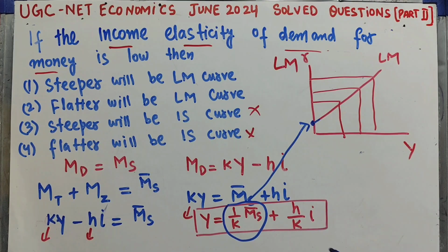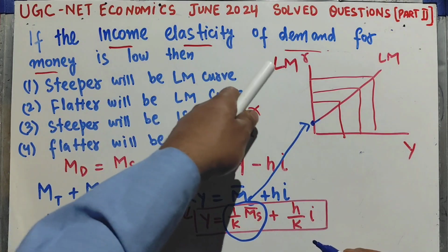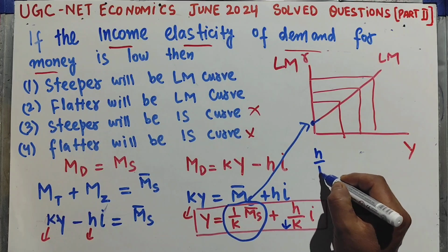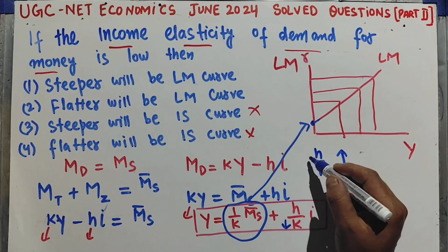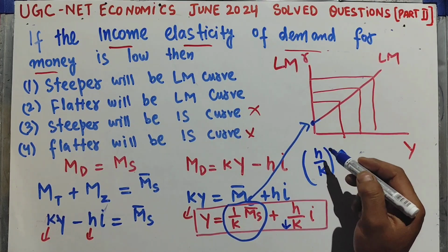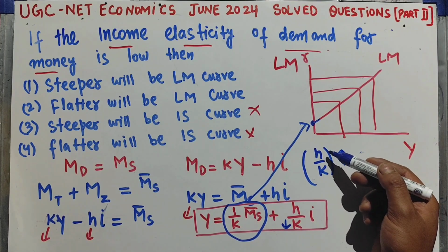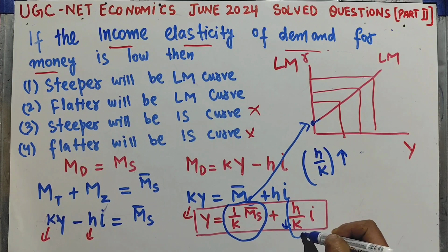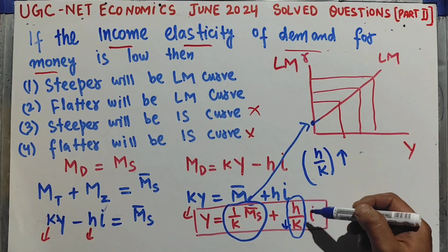Now here you can see, the question tells us the income elasticity for demand for money is low. That means the value of K is low compared to H. What will happen? This whole term H upon K will increase. Obviously, if the denominator is smaller compared to the numerator, this whole term will increase. That means the slope will increase. That means it will become steeper.